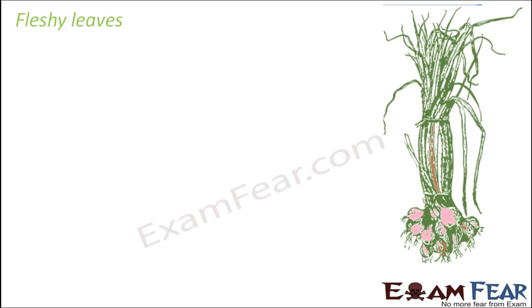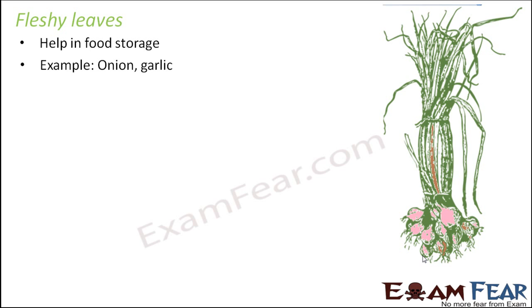The next one is the fleshy leaves. In some plants the leaves are extremely fleshy, and they are so fleshy that they act as storage organs. So they help in food storage. Example would be onion and garlic. You would have seen that in onion you actually have concentric layers of leaves one after another. So many leaves are present because they are the organs of food storage. Similarly in case of garlic as well.